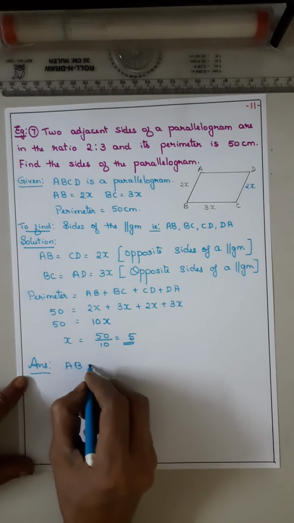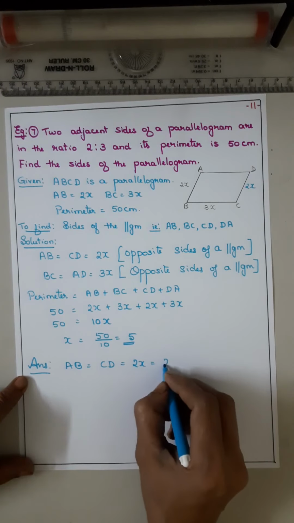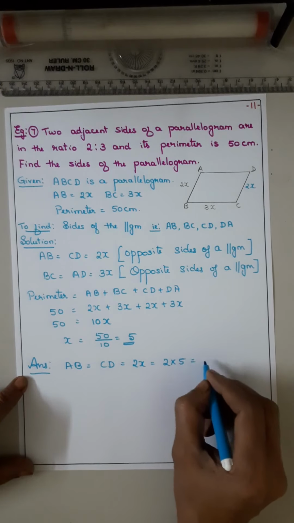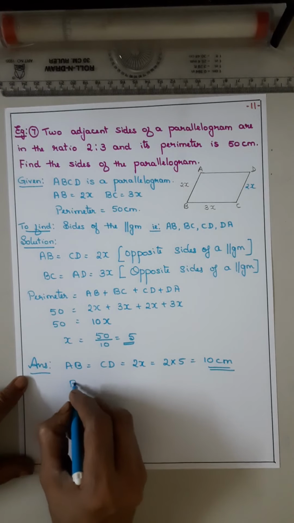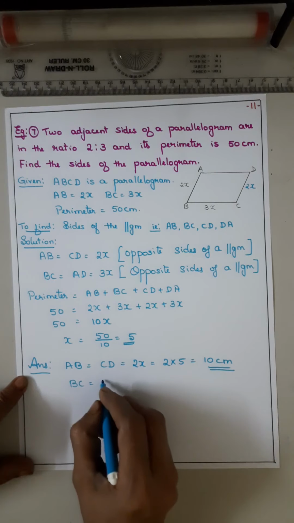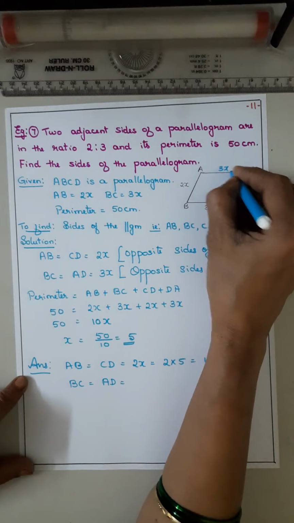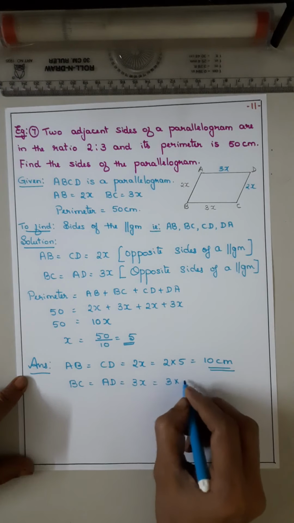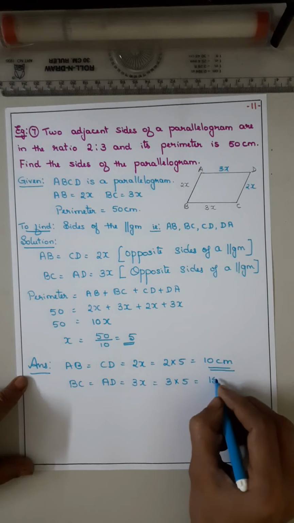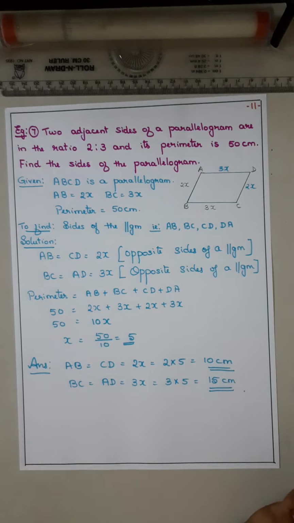So answer: AB is equal to CD is equal to 2x, that is 2 into 5 is equal to 10 centimeter. Next, BC is equal to AD is equal to 3x, isn't it? 3x is equal to 3 into 5, that is 15 centimeter. Is it clear? This is easy.